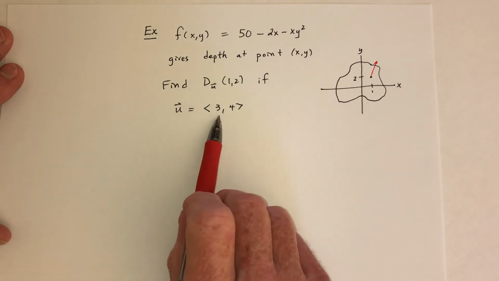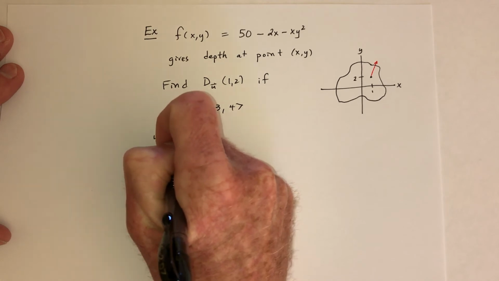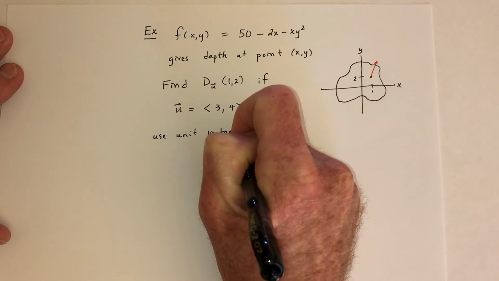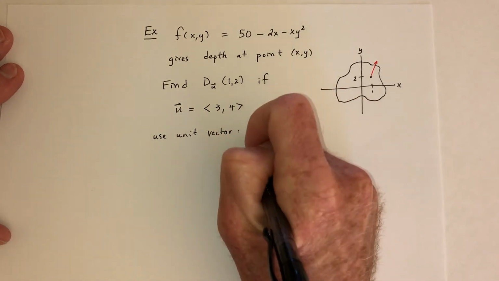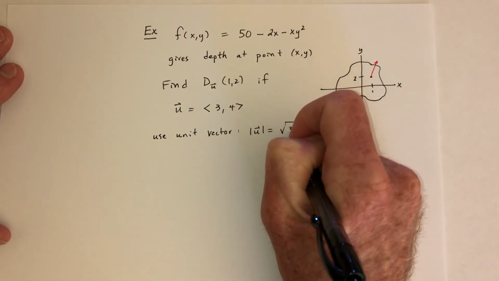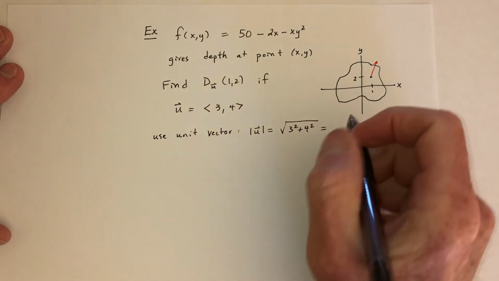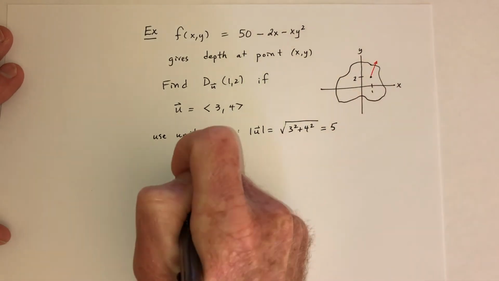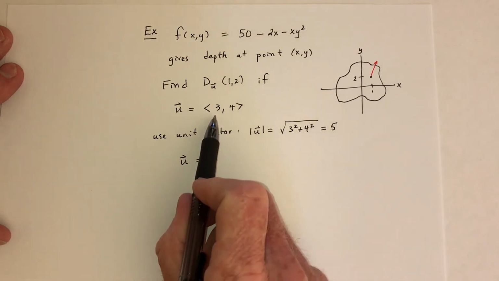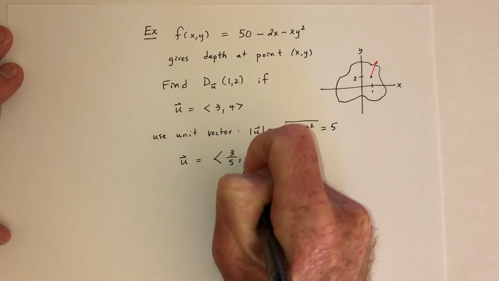And of course, the problem is this is not a unit vector, so we need to use a unit vector. So the length of this thing would be the square root of 3 squared plus 4 squared. That's going to be the square root of 25. So we need to adjust the u. The u must be a unit vector, so divide this by 5. So it's going to be 3/5, 4/5.